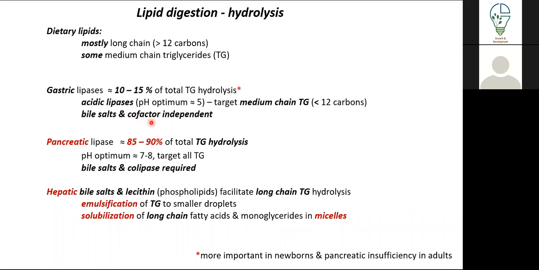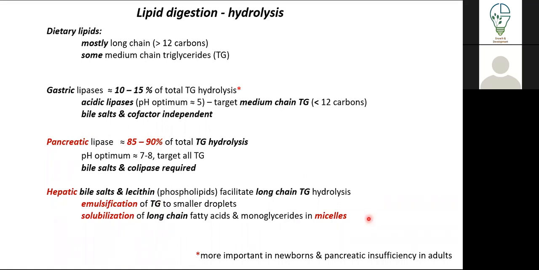Now let's talk about pancreatic lipases. Pancreatic lipases target all triglycerides, and they require bile salts and colipase. Now, the bile salts come from where? They come from the liver. I think you took a lecture about the physiology of the liver. They basically have two functions, which are emulsification and solubilization of the triglycerides and the long chain fatty acids, respectively.